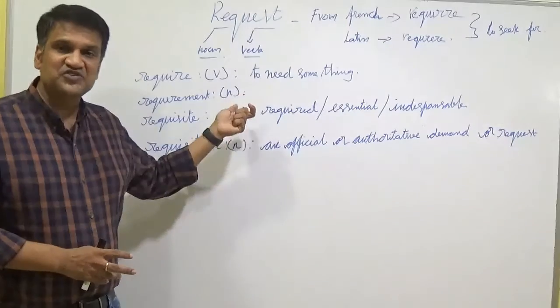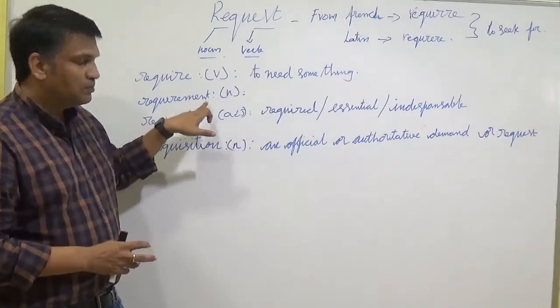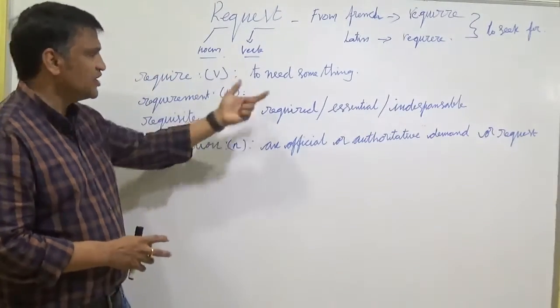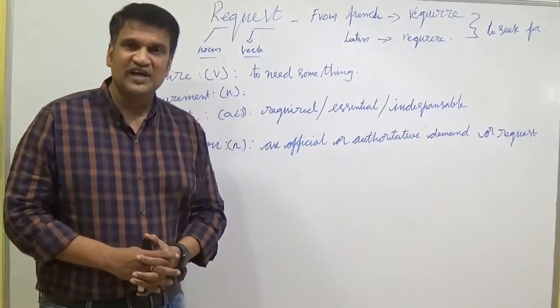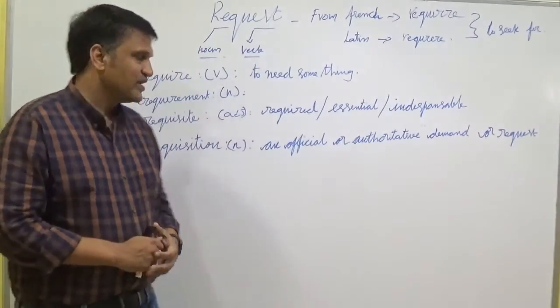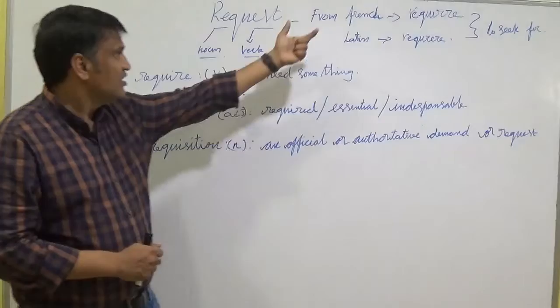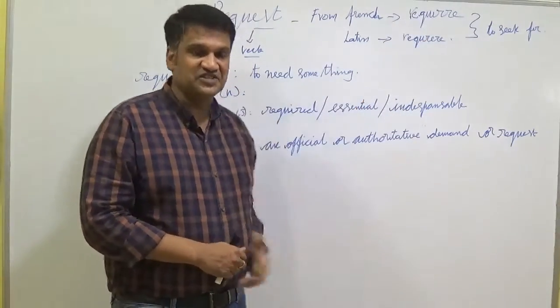And this can be used as a noun also. As a noun, we add the suffix ment: requirement. Requirement is the noun. I have no requirement with you. They never felt any requirement with your suggestion. So these two words have been derived from the same origin, require or requirer, of French and Latin.